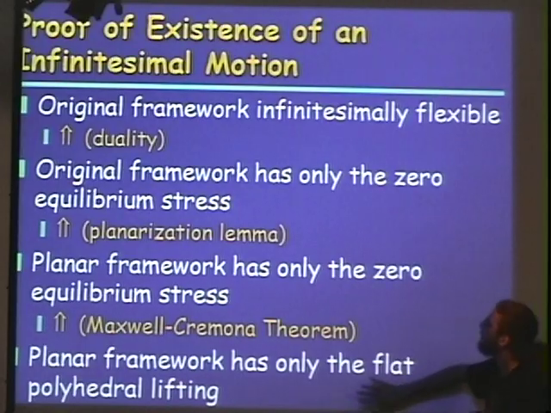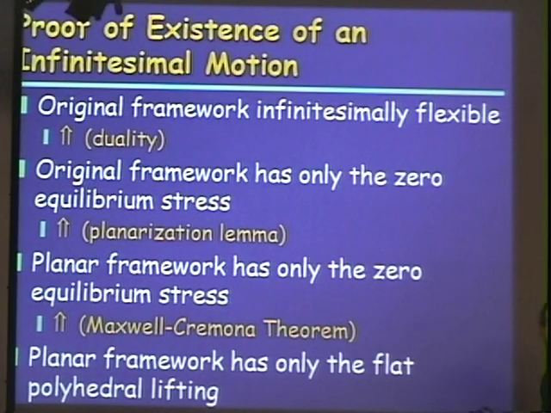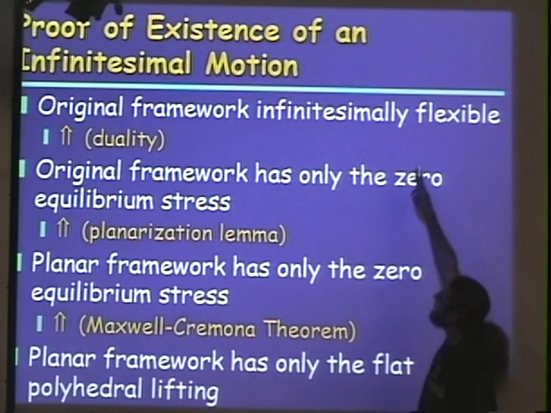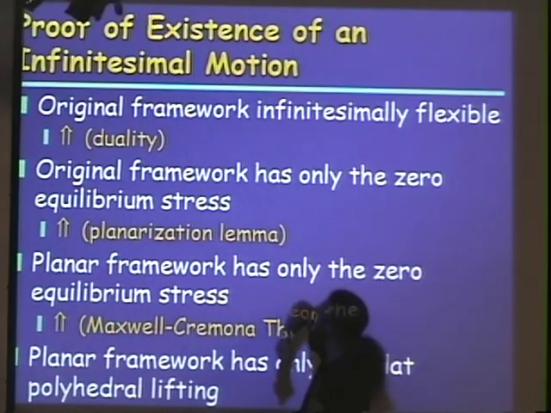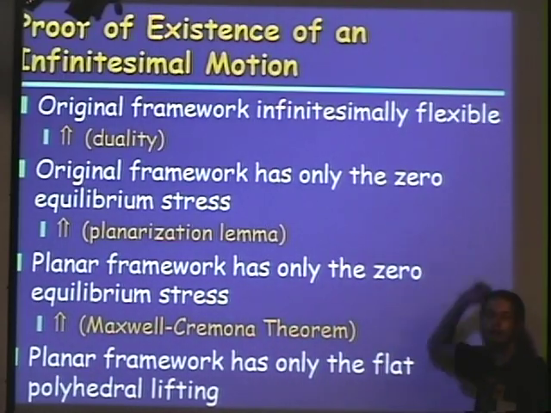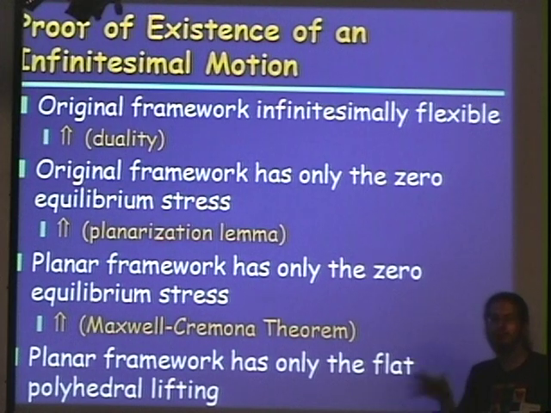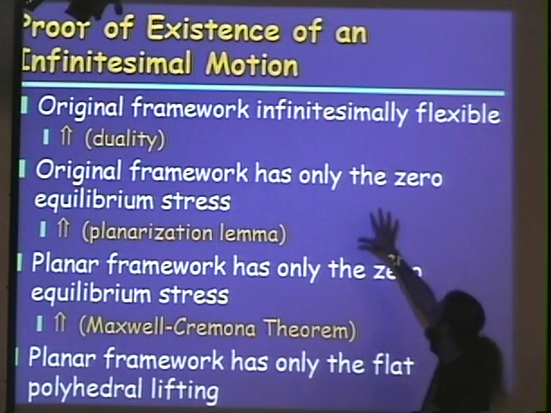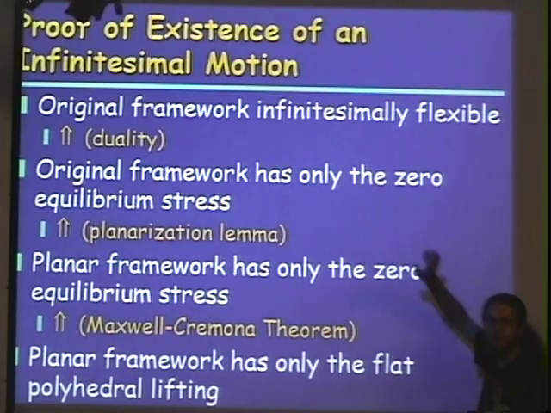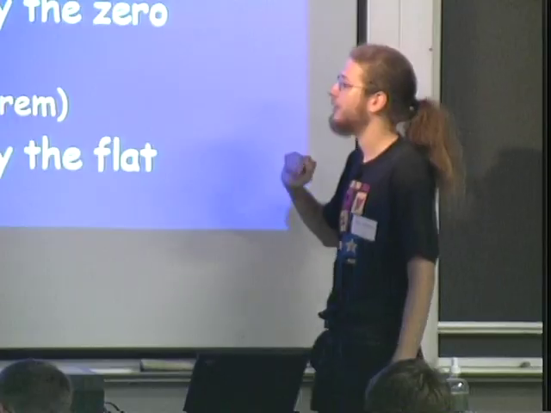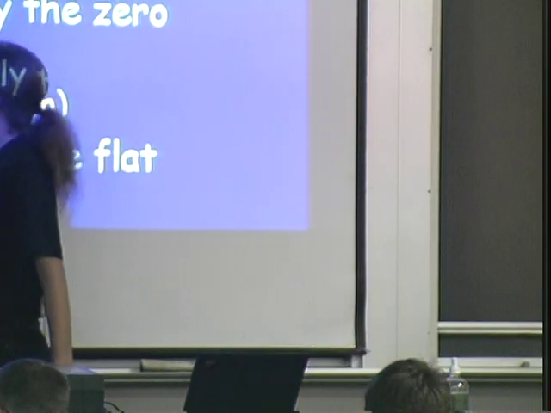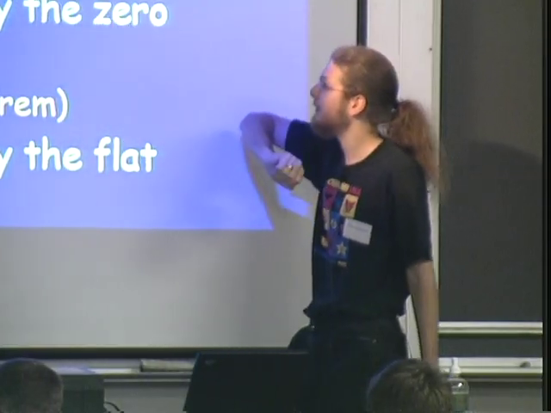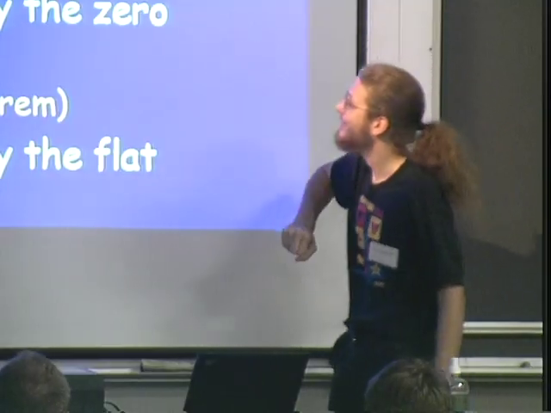We need this last step. I want to prove just for now that the framework is infinitesimally flexible. I claim that's enough for what I need. And duality told us that it's enough to prove that you have no equilibrium stress, that the only equilibrium stress is when I put 0 on all of the edges. You remember, if it's rigid, there is a stress. So if I prove there's no stress, it's got to be flexible, infinitesimally. This is equivalent. This arrow should actually go both ways. There's a stress if and only if there's a lifting. And so I just need to prove that there's no lifting.